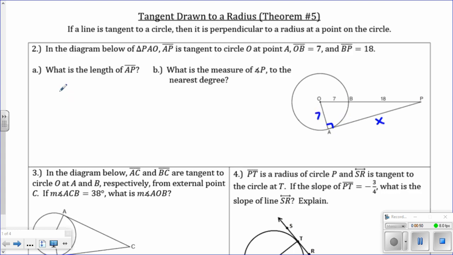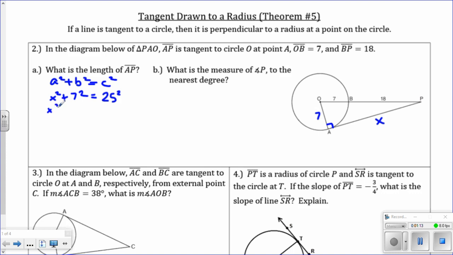Since we're just dealing with the sides of a triangle, we're going to be using the Pythagorean Theorem to find the length of AP. The c is the hypotenuse, which is the side across from the right angle, and you'd have to add the 7 and the 18 together, so that full length is 25. The other two sides of the triangle, one of them is x and one of them is 7.